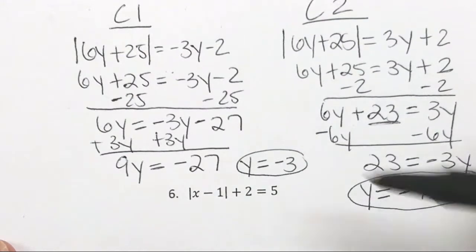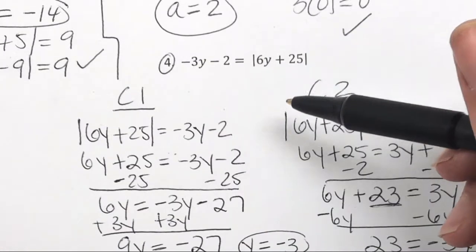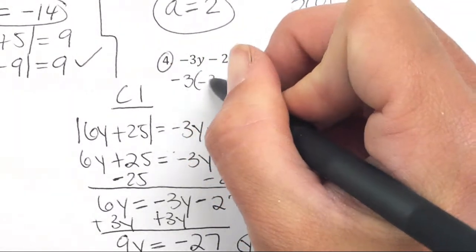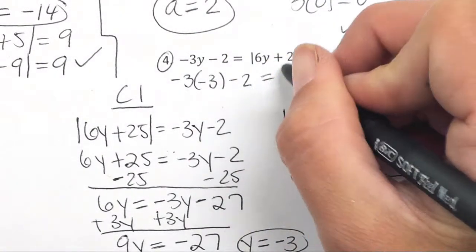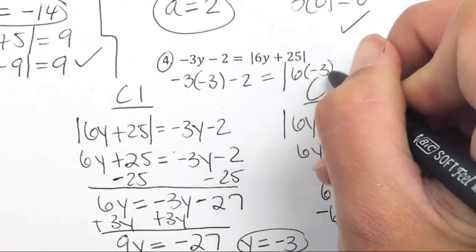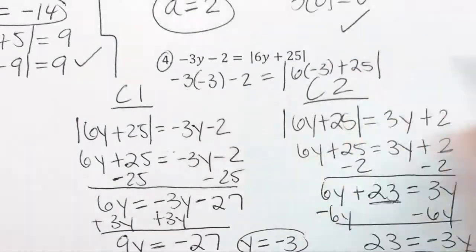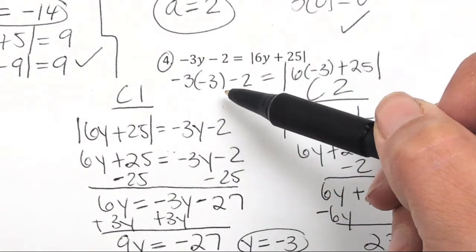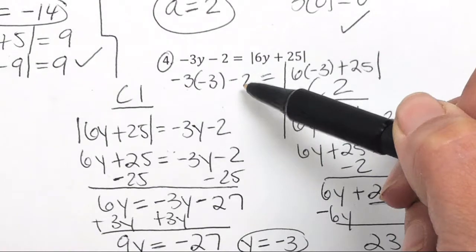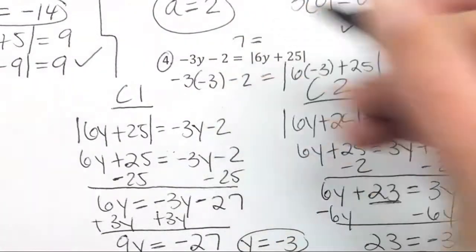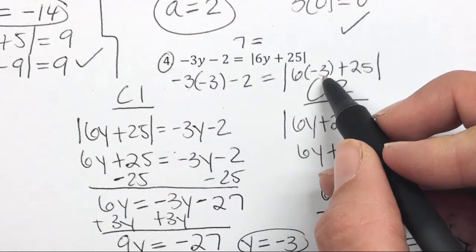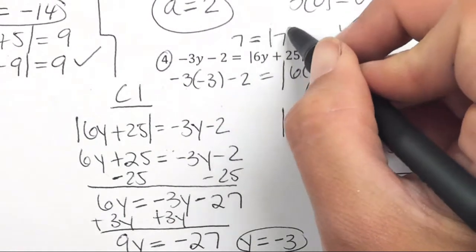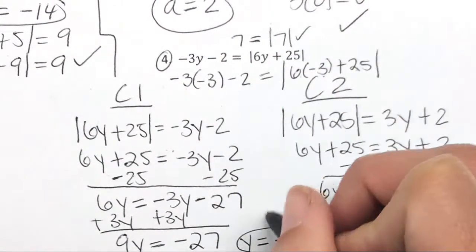So let's check -3 first. We have -3 times -3 minus 2 equals absolute value of 6 times -3 plus 25. Alright, let's start with this side. -3 times -3? 9. Minus 2? Alright, so I have 7 on this side. Right here, 6 times -3 plus 25. Good. And absolute value of 7 does equal 7, correct? So this one's good.